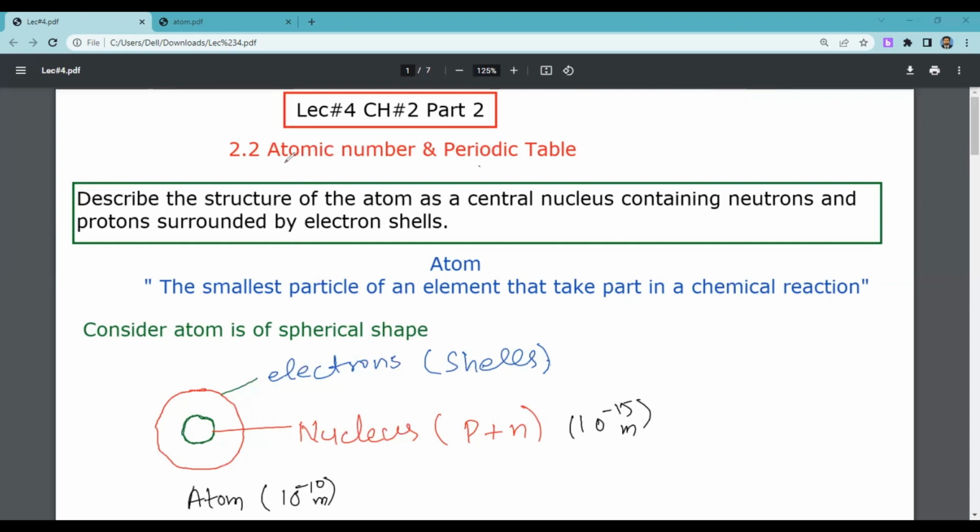In this part of the chapter, we will discuss atomic number and the periodic table. According to the course content, describe the structure of the atom as a central nucleus containing neutrons and protons surrounded by electron shells.